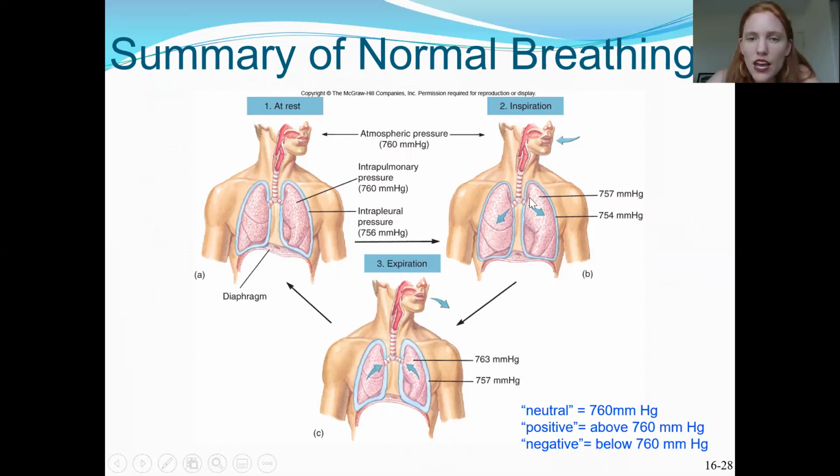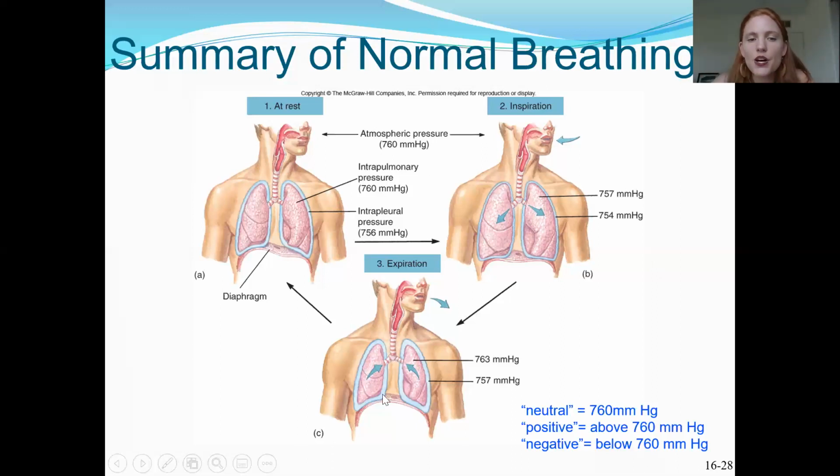When you inhale, the diaphragm contracts. When the diaphragm contracts, the thoracic cavity gets bigger. An increase in volume means a decrease in pressure. So now you have less pressure inside the lungs than outside the lungs, less than atmospheric pressure. Air moves from higher pressure out to a lower pressure in. That's going to inflate the lungs.